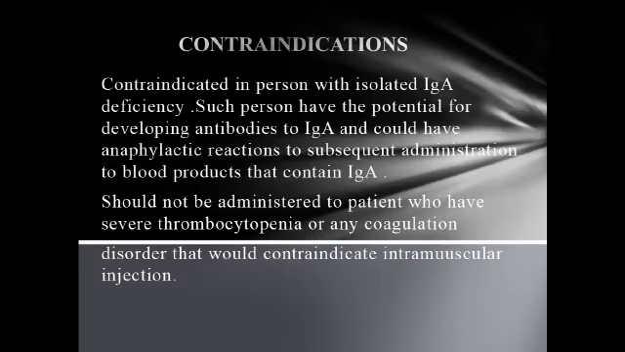What are contraindications? Immunoglobulins are contraindicated in persons having isolated immunoglobulin A deficiency, because such persons have the potential for developing antibodies to immunoglobulin A and could have anaphylactic shocks on subsequent administration of blood products that contain IgA. It should not be administered to patients who have severe thrombocytopenia or any other coagulation disorder that would contraindicate intramuscular injection.